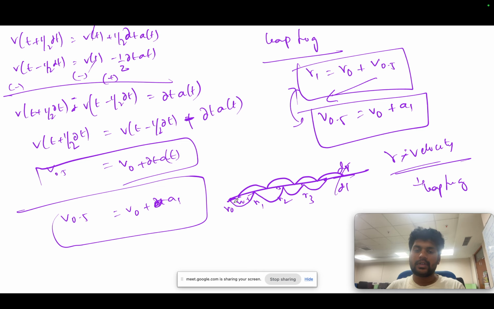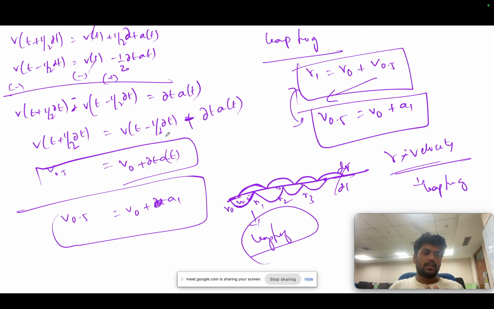Okay, so that's why it's leaping, right? It's like one after another, so that's why it is called leapfrog. This is one of the most suitable ones, because we are using both the velocities and the coordinates. In this way you will get the coordinates, from the first coordinate to the second coordinate.